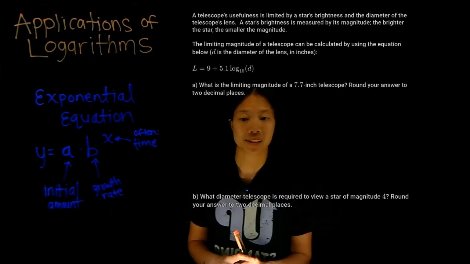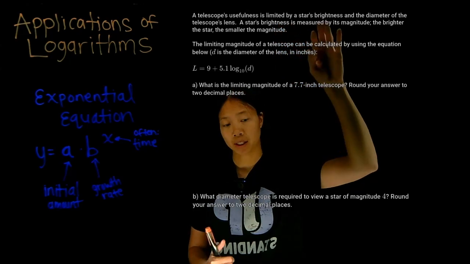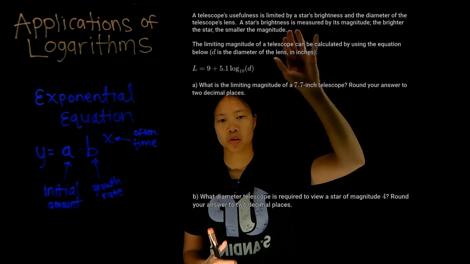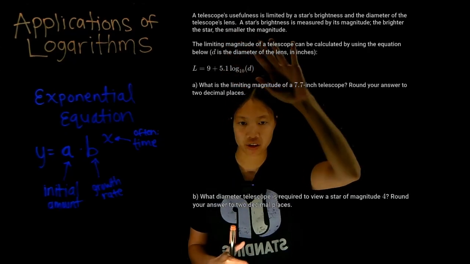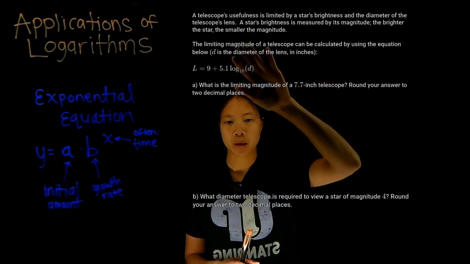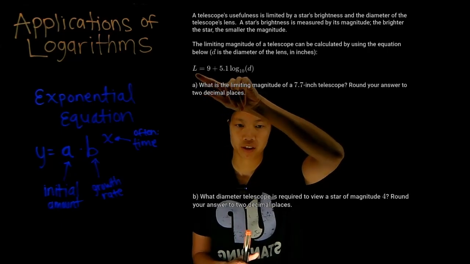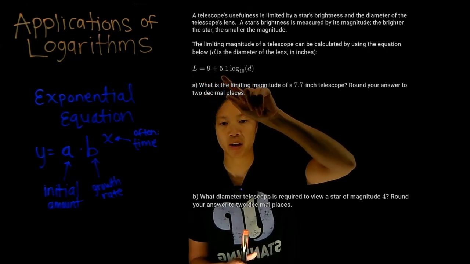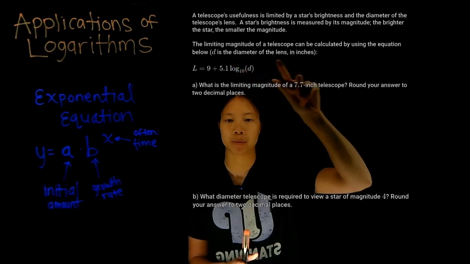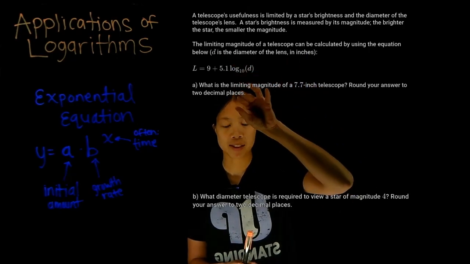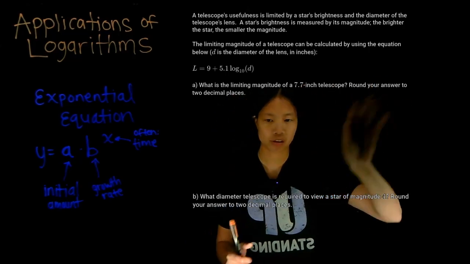All right, let's check out this example here. We have a telescope, and its usefulness is limited by a star's brightness and the diameter of the telescope's lens. A star's brightness is measured by its magnitude, and the brighter the star, the smaller the magnitude. So the limiting magnitude of a telescope can be calculated by using this equation here, where L, the limiting magnitude, is equal to 9 plus 5.1 times the log base 10 of d, where d is the diameter of the lens in inches. It wants to know what is the limiting magnitude of a 7.7 inch telescope. Round our answer to 2 decimal places.